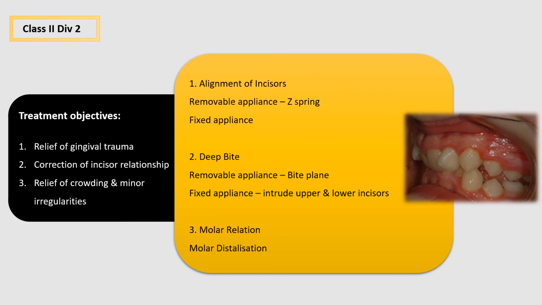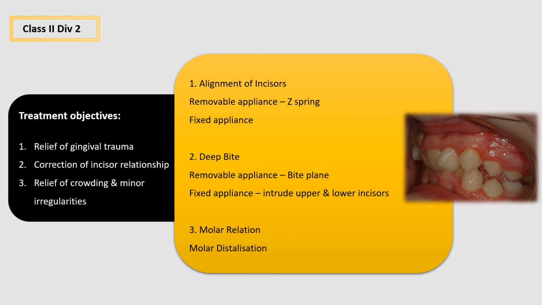So when it comes to class 2 division 2, there are certain treatment objectives you have to meet. That is the relief of the gingival trauma. This could be either due to a deep bite or a traumatic occlusion, or any other form of trauma the gingiva is subjected to because of malposed teeth. So the next would be the correction of the incisor relationship, and also the relief of crowding and minor irregularities such as crowded teeth, rotated teeth, proclined teeth, retroclined teeth, and so on. So you can achieve these through the alignment of incisors using either a removable appliance or a fixed appliance.